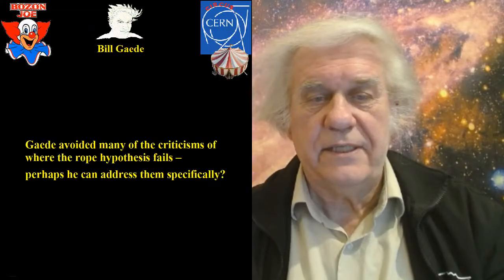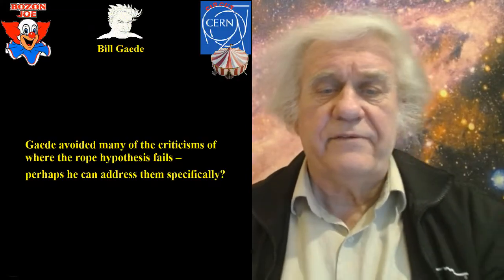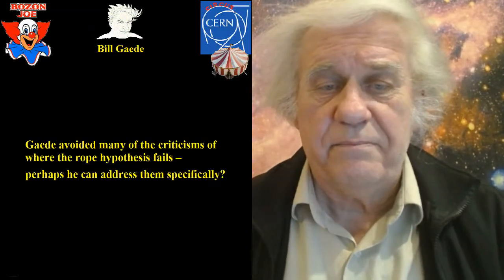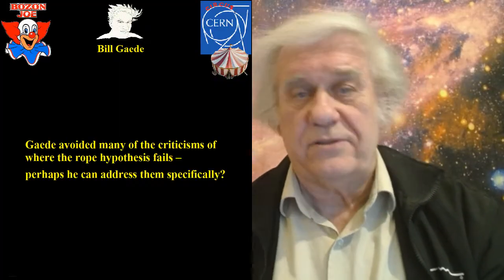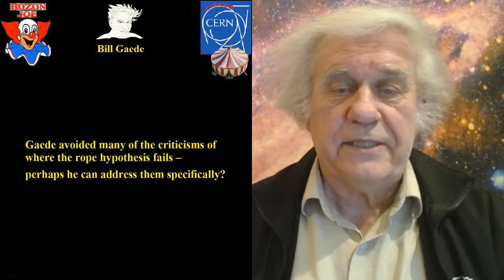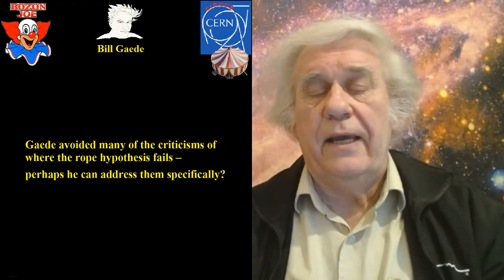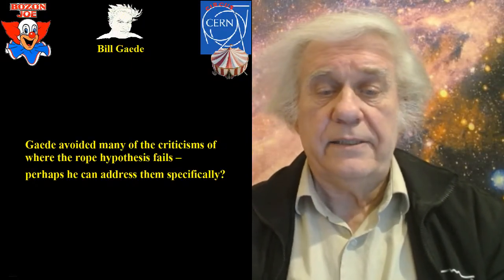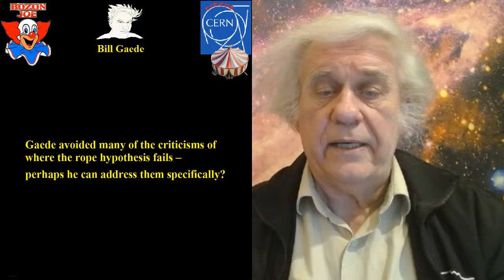He says the following. He says, Gaede avoided many of the criticisms of where the rope hypothesis fails. Okay, perhaps he can address them specifically. And the issue here is that I deliberately, during the 2-3 weeks that we've been at this, avoided answering his questions related to the rope model. Okay. And the reason for that, there's a couple reasons.